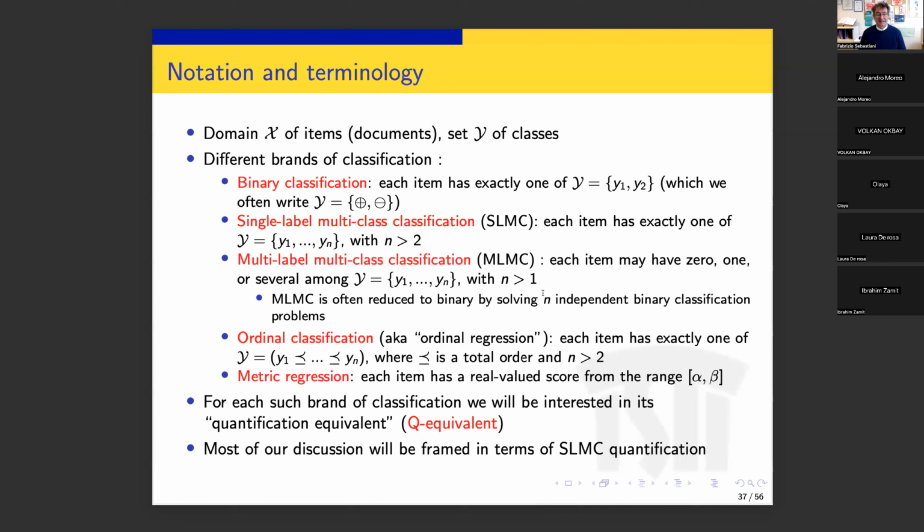So, of course, like in classification, there are different brands of quantification. Let's go through the different types of classification we're interested in. Most of these notions you already know. Binary classification, in which each item has exactly one of two classes, which are Y1 and Y2. Single label multi-class classification, where each item has exactly one of n different classes, with n higher than 2. Multi-label multi-class classification: in multi-label multi-class, each item may have any number of classes, 0, 1, or several, picked among n different classes, Y1 to Yn, with n higher than 1.